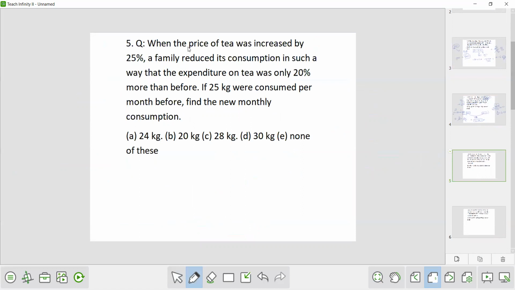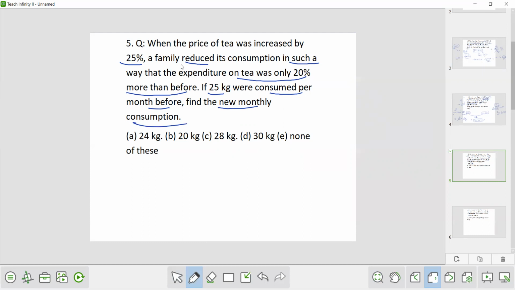Look, when the price of tea was increased by 25%, a family reduced its consumption in such a way that the expenditure on tea was only 20% more than before. If 25 kg were consumed per month before, find the new monthly consumption. Okay.